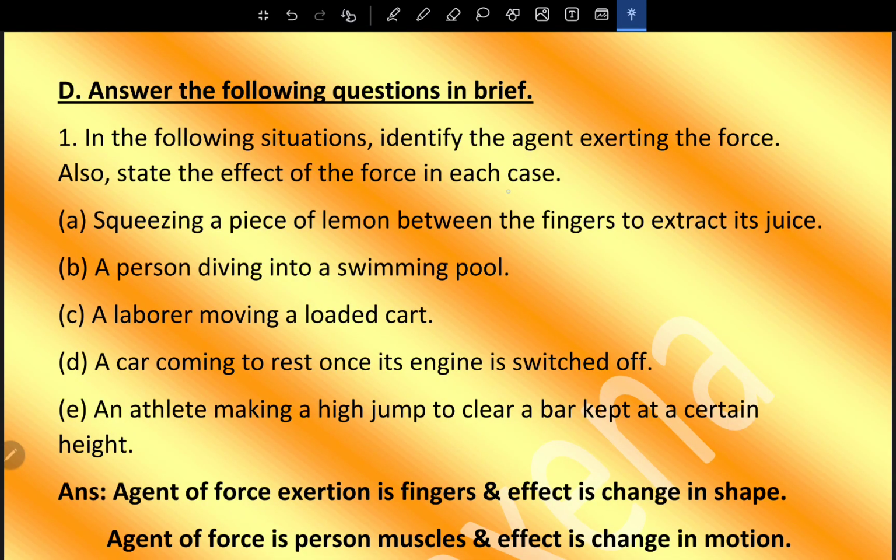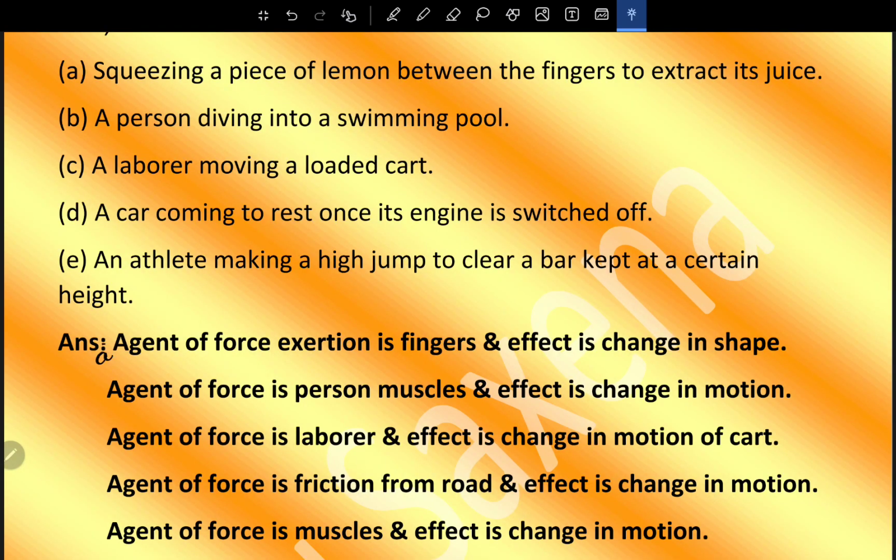So in the following situations, identify the agent exerting the force. Also state the effect of force in each case. So these are the different cases. In A, agent of force exertion is finger and effect is change in the shape. And B, a person diving into swimming pool, agent of force is person's muscles and effect is change in motion. C, a labor moving a loaded cart, agent of force is labor and effect is change in motion of cart.